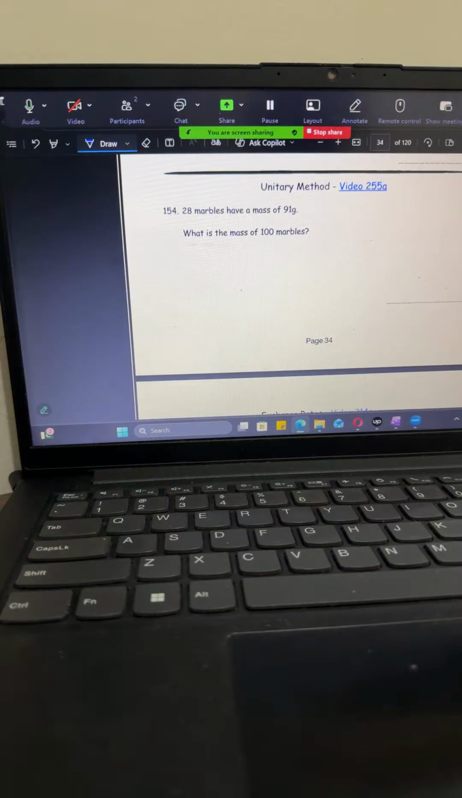Okay. So 28 marbles have a mass of 91 grams. So what is the mass of 100 marbles? So we have 28 ratio 91, and we have to find the corresponding ratio to 100, right? Yeah. So let's replace it with x for a moment and then make the equation. So we have 28 to 91, and 100 to x, right? Yeah. So can you make the equation from here?